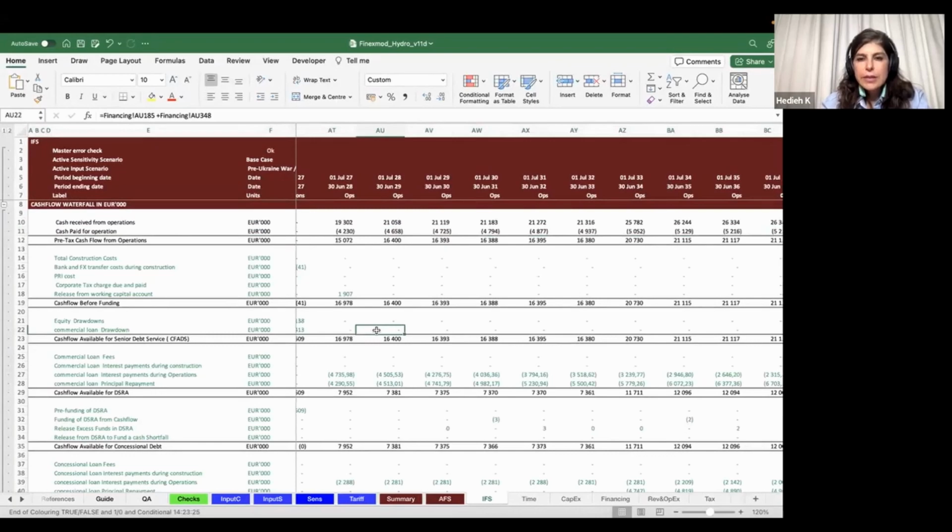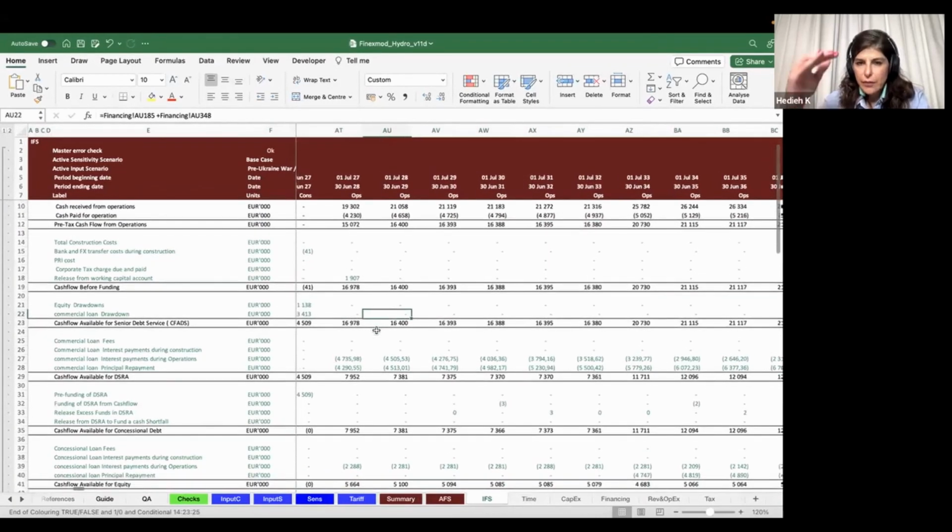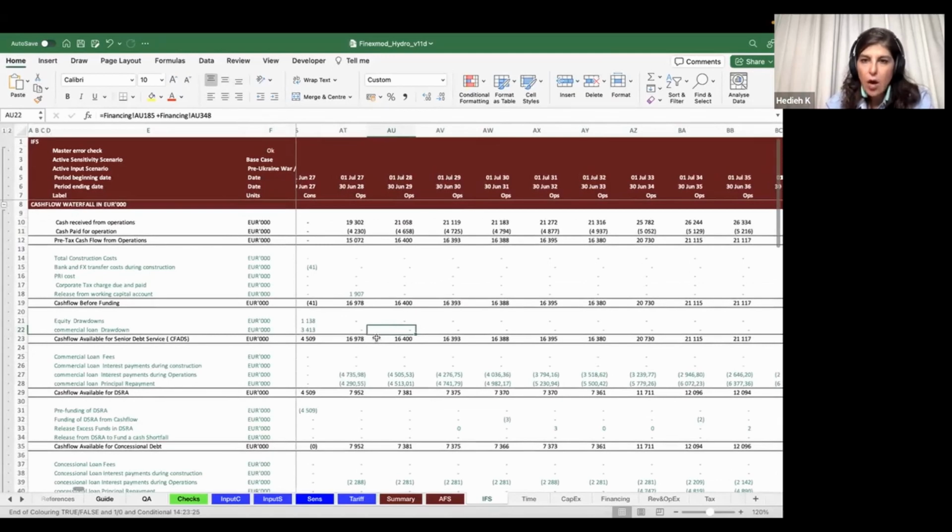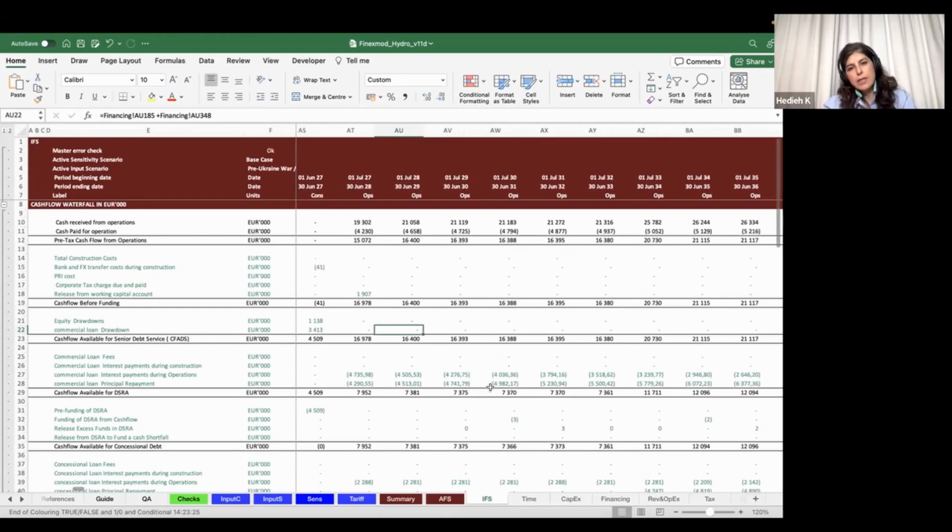So this is the typical one. We saw the one in the term sheet. Now you see the same thing in a financial model. In my model, I call this sheet IFS, Integrated Financial Statement, which contains the three main statements: cash flow waterfall, P&L and the balance sheet. So that's where I have my cash flow waterfall.